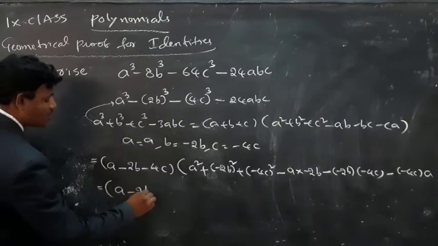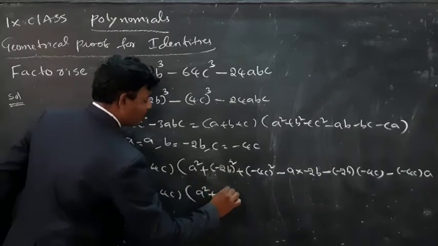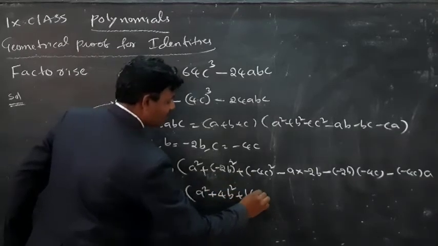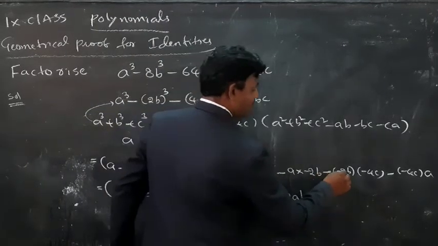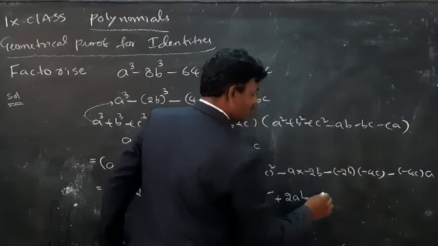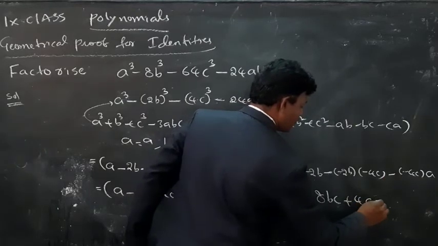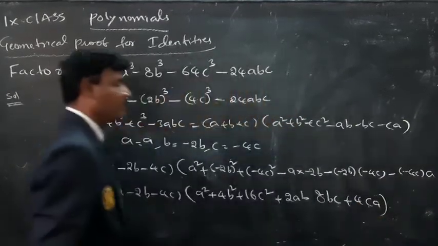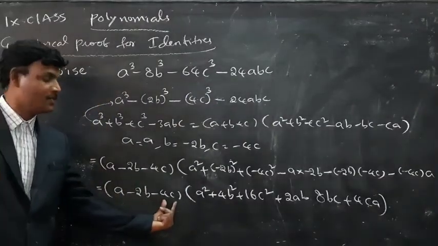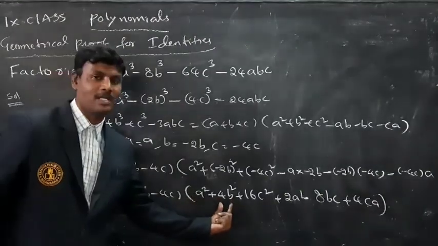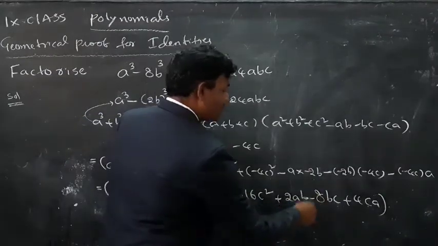Now a minus 2b minus 4c bracket a square, it is nothing but 4b square plus 16c square, minus into minus plus 2ab, minus into minus plus, into minus minus, 4 2s are 8, so 8bc, minus into minus plus 4ca. So the factors of the given cubic polynomial are a minus 2b minus 4c bracket a square plus 4b square plus 16c square plus 2ab minus 8bc plus 4ca.